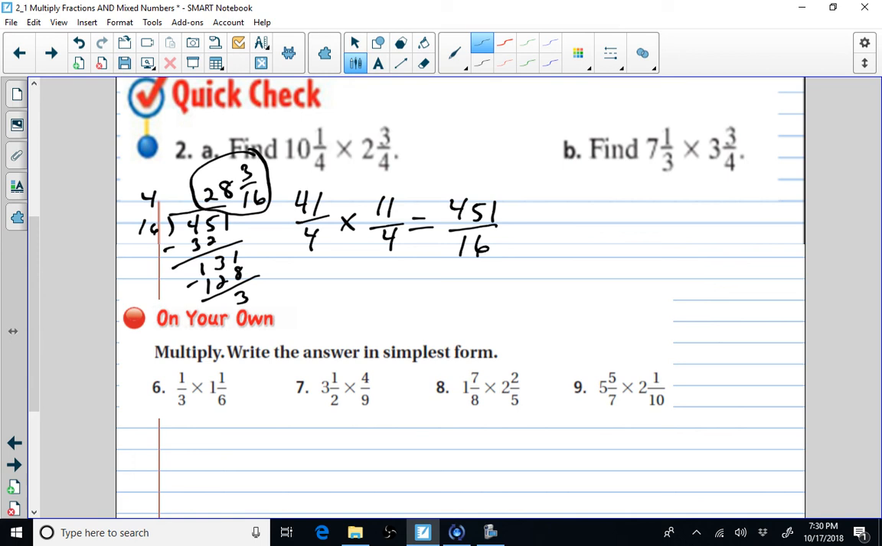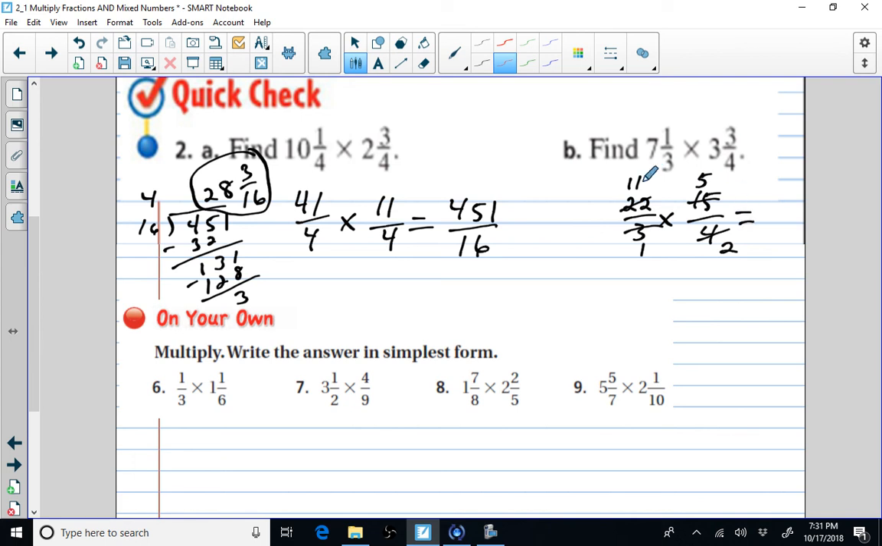All right. If I want to do 7 1/3 times 3 3/4, I rewrite each mixed number as an improper fraction. 3 times 7 is 21, plus 1 is 22, over 3. 4 times 3 is 12, and 3 is 15, over 4. I look to see if I can divide out, and I can divide out everywhere here. 22 and 4 have a common factor of 2, so 22 divided by 2 is 11 and 4 divided by 2 is 2. 3 and 15 have a common factor of 3, so 3 divided by 3 is 1 and 15 divided by 3 is 5.